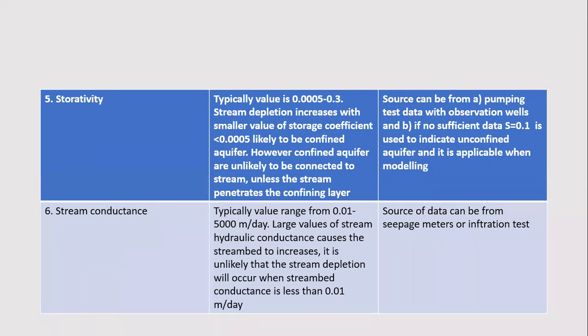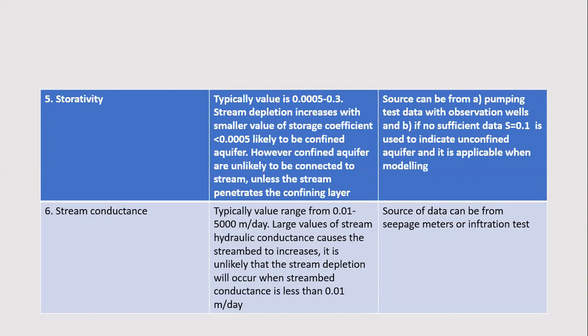So, large values greater than 5,000 as well. It means that you have high stream hydraulic conductance, and this can cause stream depletion to increase. But it is very unlikely that stream depletion will occur when the stream conductance is actually less than 0.01.